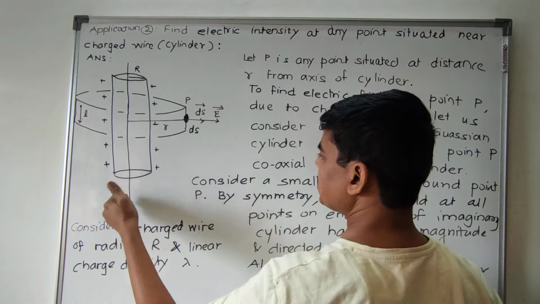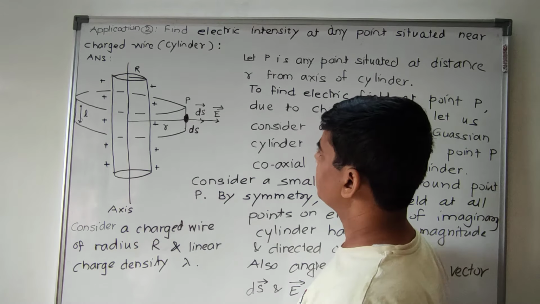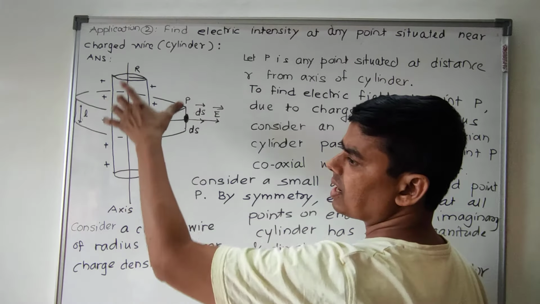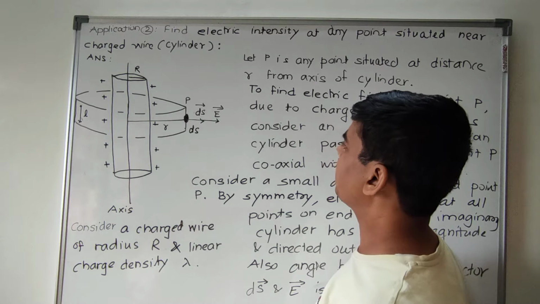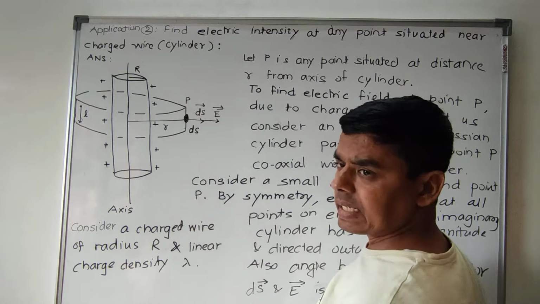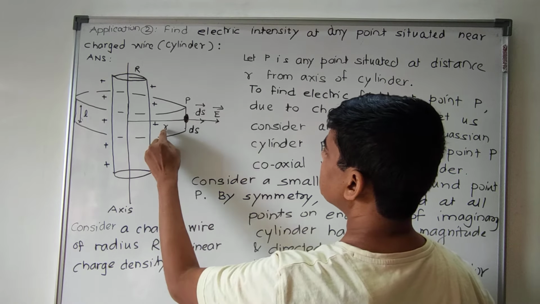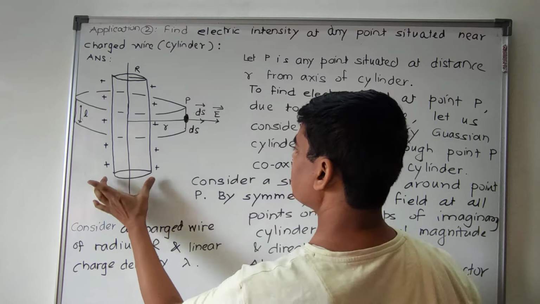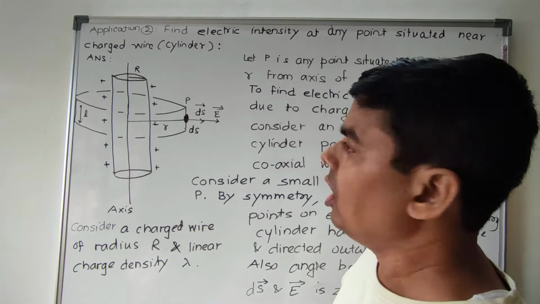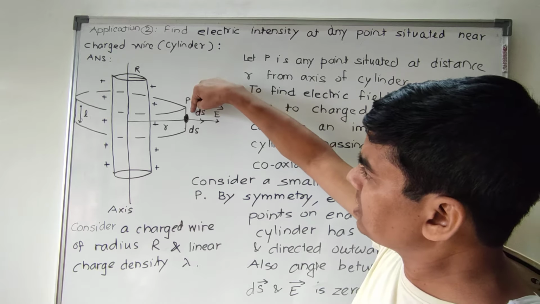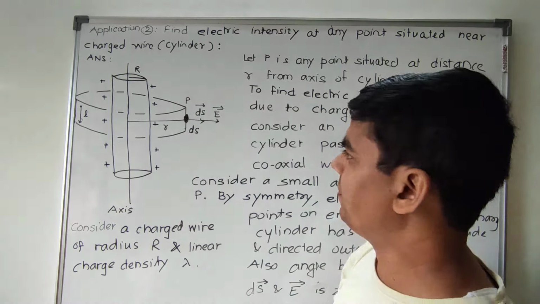This is the natural axis of this cylinder. These plus signs represent charges residing on the surface of the cylinder. Now let us consider any point P situated at a distance r from the axis of the given cylinder. Our job is to find the electric intensity at point P situated near a charged cylinder.